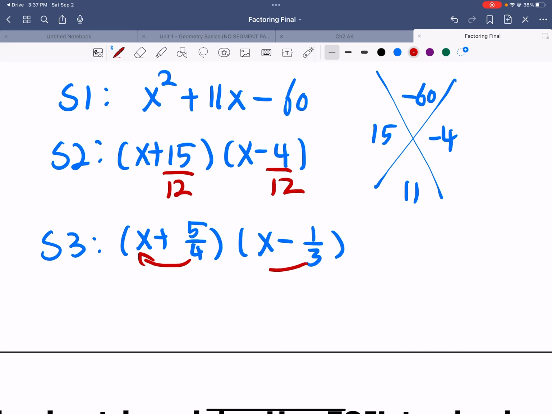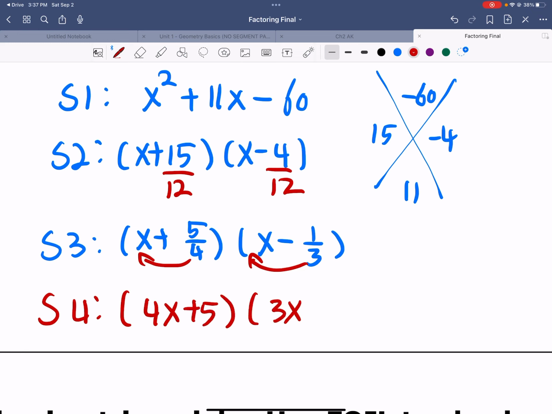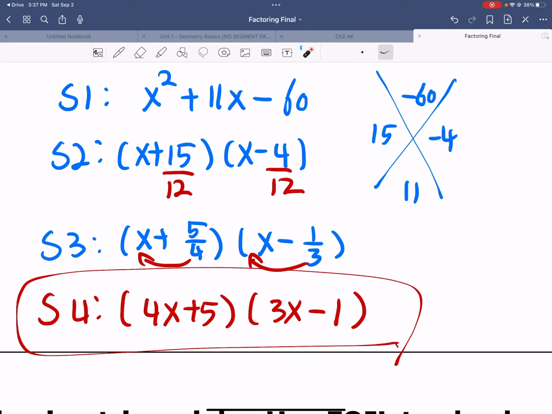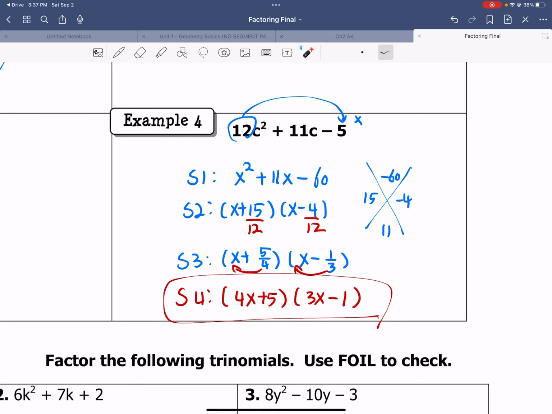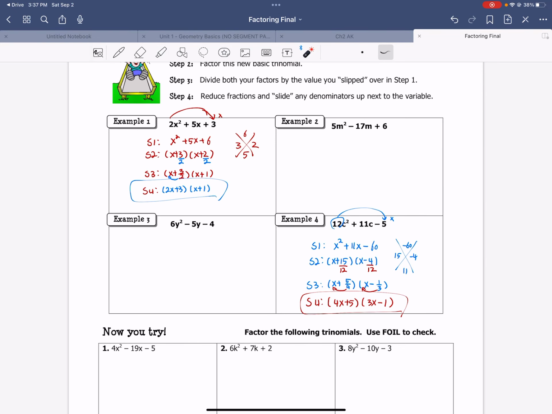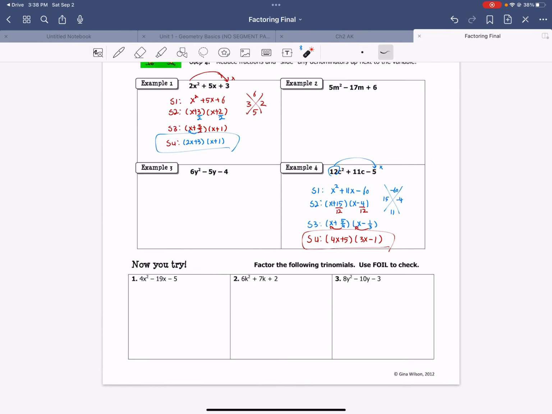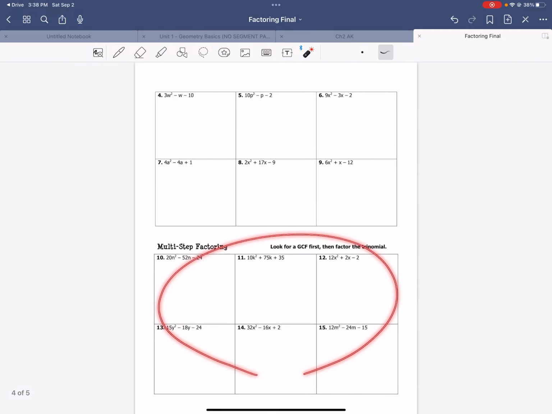And we have a denominator for both of them, so it's going to be 4x plus 5, 3x minus 1. Don't forget about this part, okay? So that's about it. That's how you factor it. And I believe you guys can finish the rest of the questions. Now let's do this part.